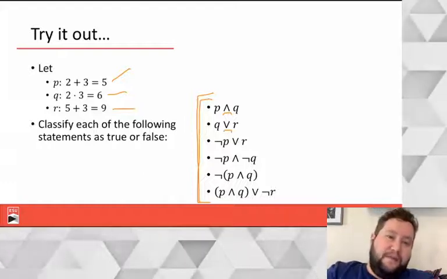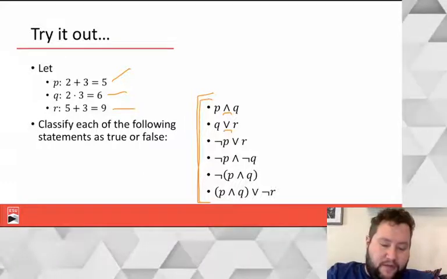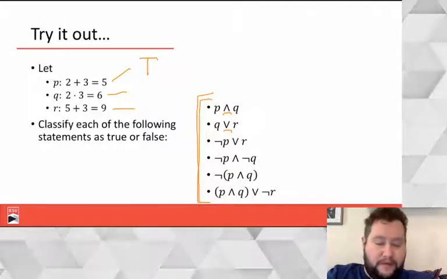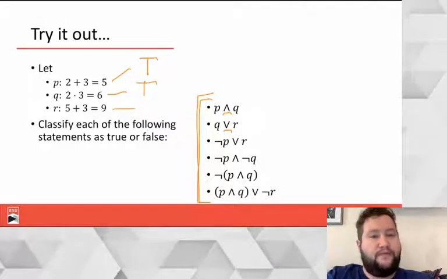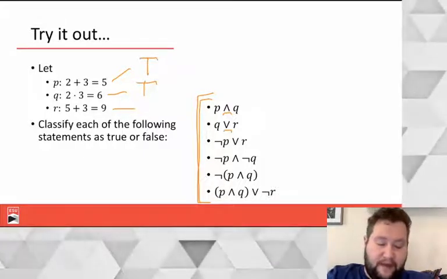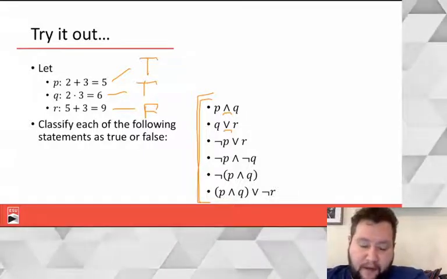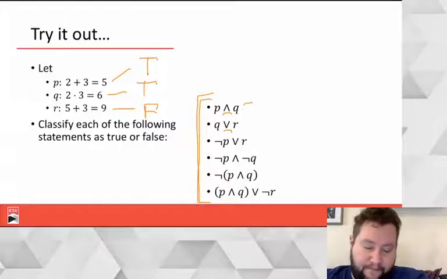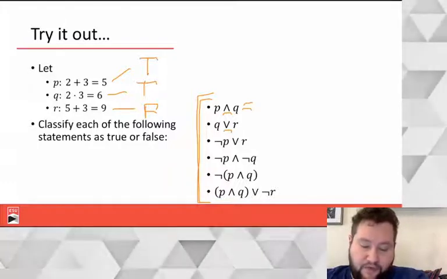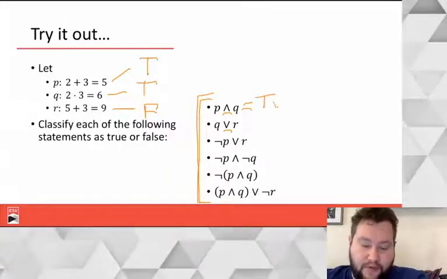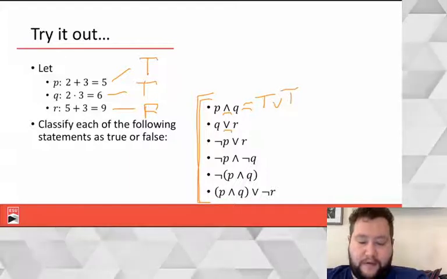So P, 2 plus 3 equals 5, is true. Q, 2 times 3 equals 6, is also true. 5 plus 3 does not equal 9, so that is false. So P or Q, then, is true or true, which we know is true.